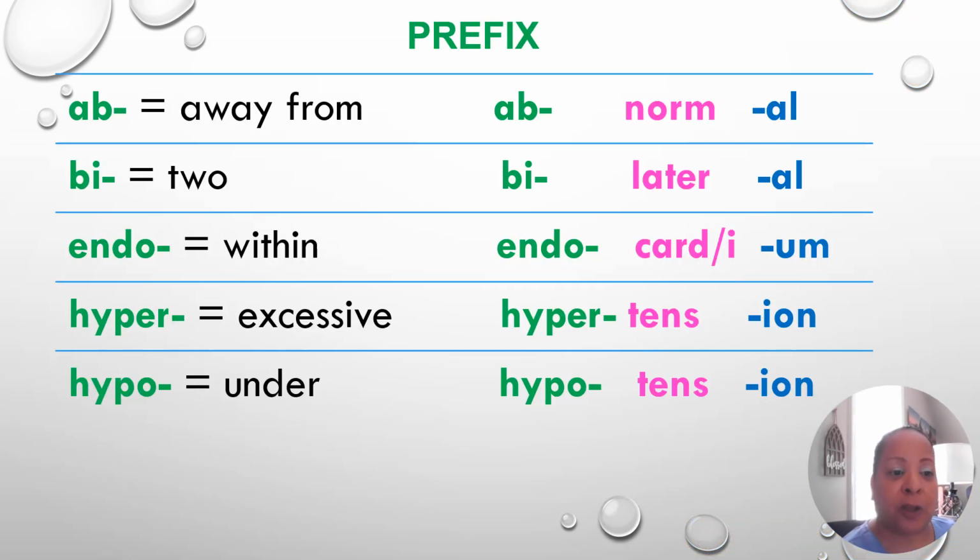Also, we have some other prefixes. So you have ab, which is away from, bi, which is two. You have endo, which is within, hyper, which is excessive, and hypo, which is under. And I put them together with the words abnormal, bilateral, endocardium, hypertension, hypotension. And we can go over what each of these words mean when we get to the end of this presentation.